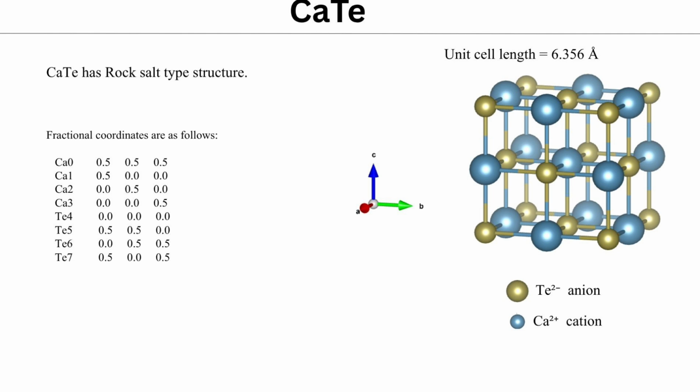The key feature of the rock salt structure is that each ion is octahedrally coordinated, meaning each calcium ion is surrounded by 6 telluride ions and vice versa. You can see this in the fractional coordinates. The cations and anions are arranged at equivalent positions, alternating in a 3D checkerboard pattern. The unit cell length here is 6.356 angstroms.